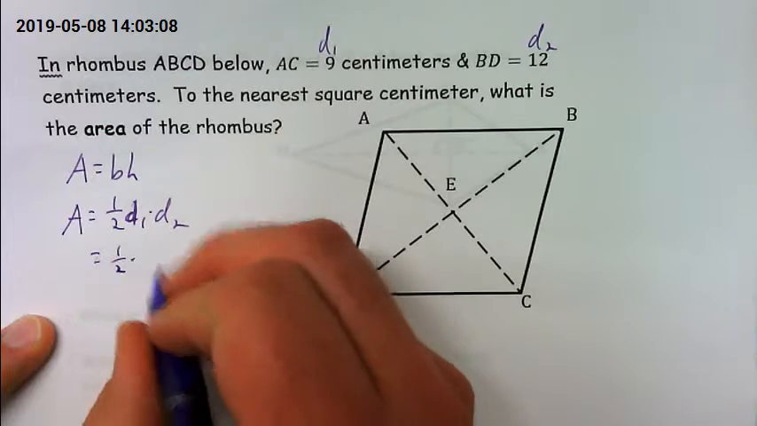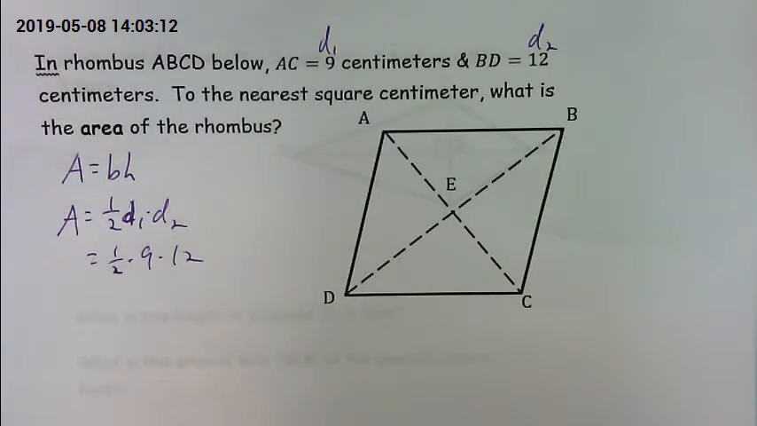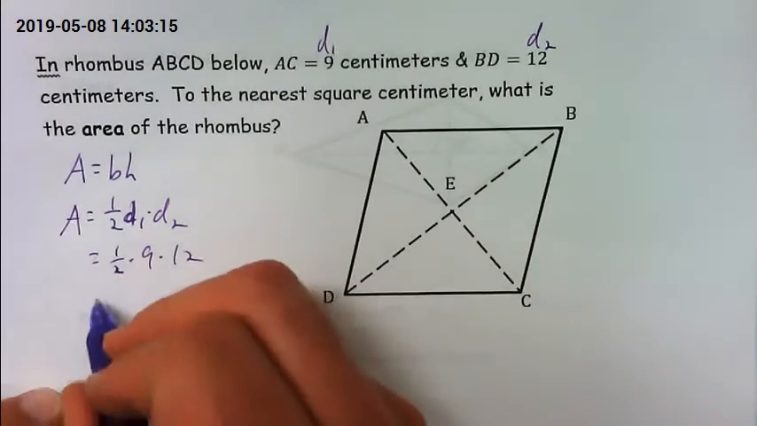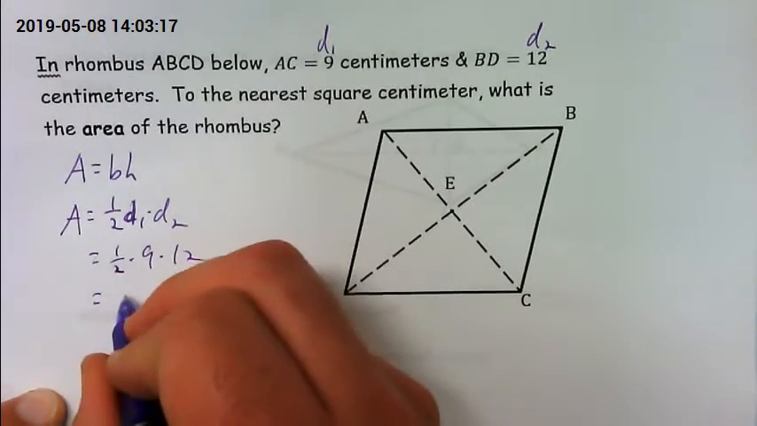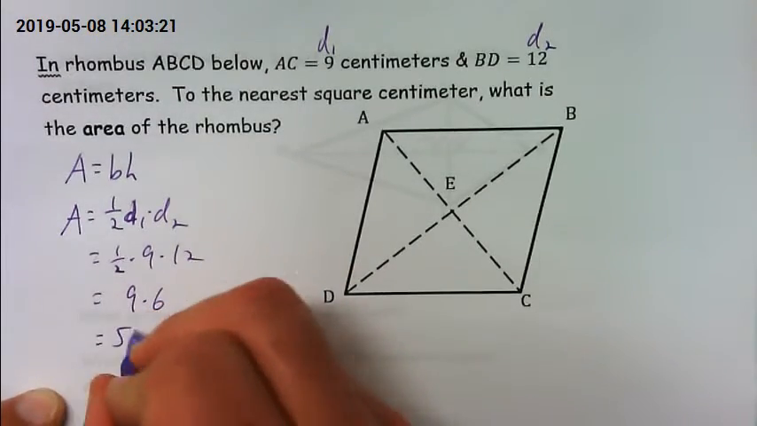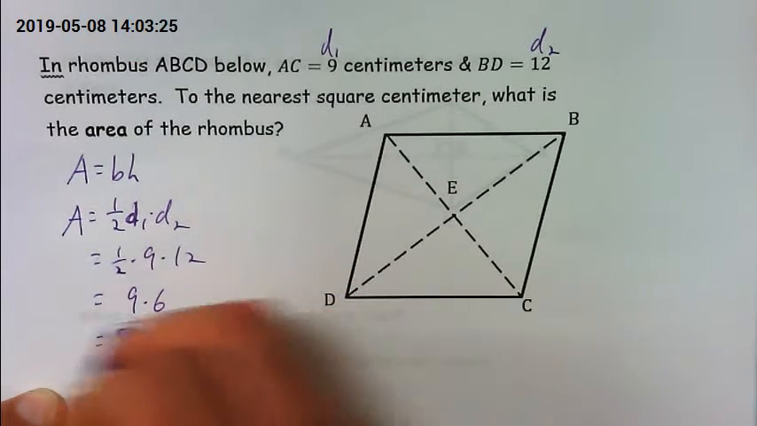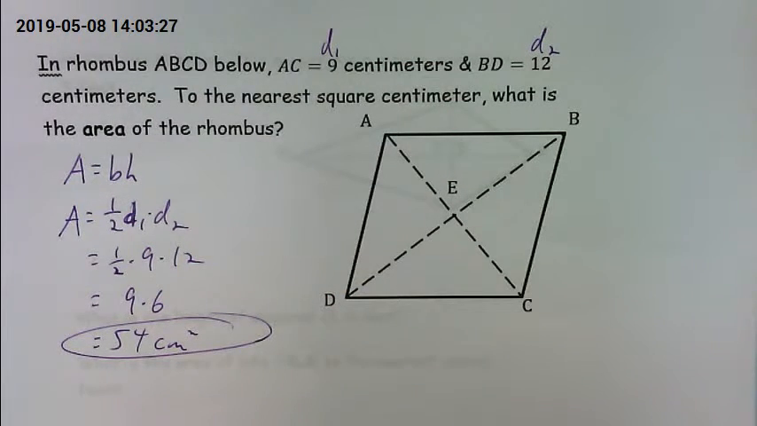So diagonal 1 is 9, diagonal 2 is 12. Doesn't matter the order that you multiply these in. So I think it's easiest to do the 1/2 times 12, since it's an even number. And then 9 times 6 is 54. And that'd be centimeters squared. Good? Alright. Next.